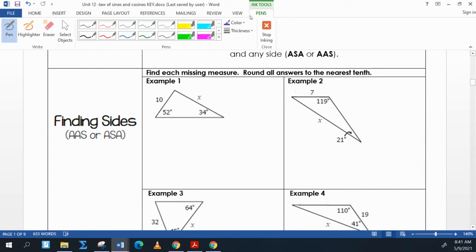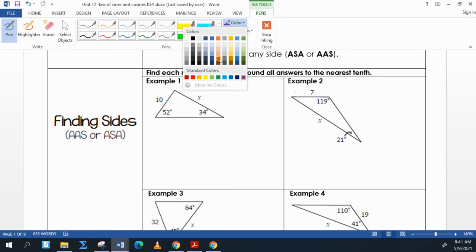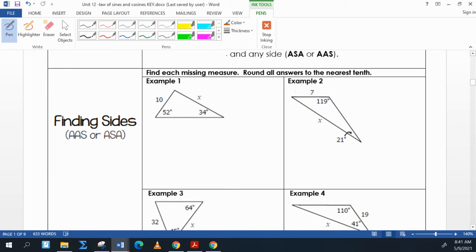So let's look at example 1. The first thing you want to do is label your triangle. We're just going to be generic and call this A, B, and C, just like our example did. Now the tricky thing is, remember, you've got to label the sides. So you go across from angle A to little a, across from angle C to little c, across from angle B to little b.